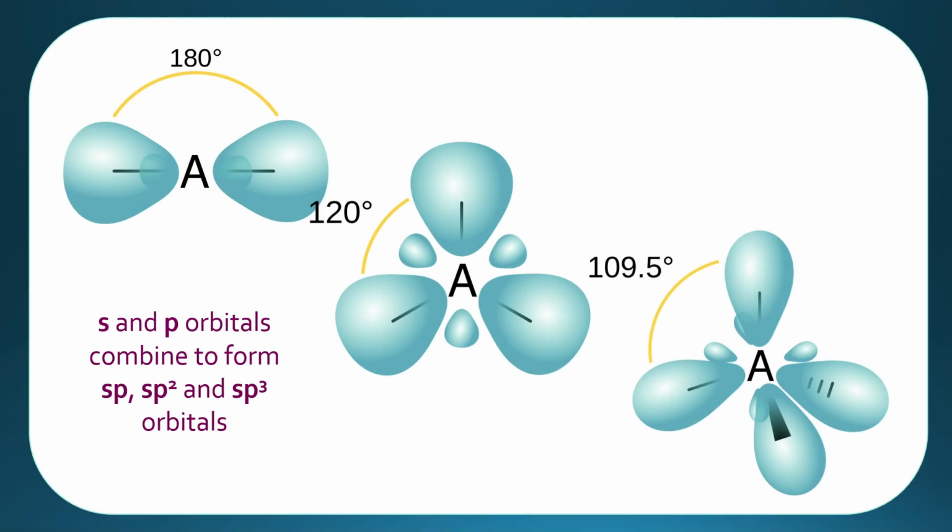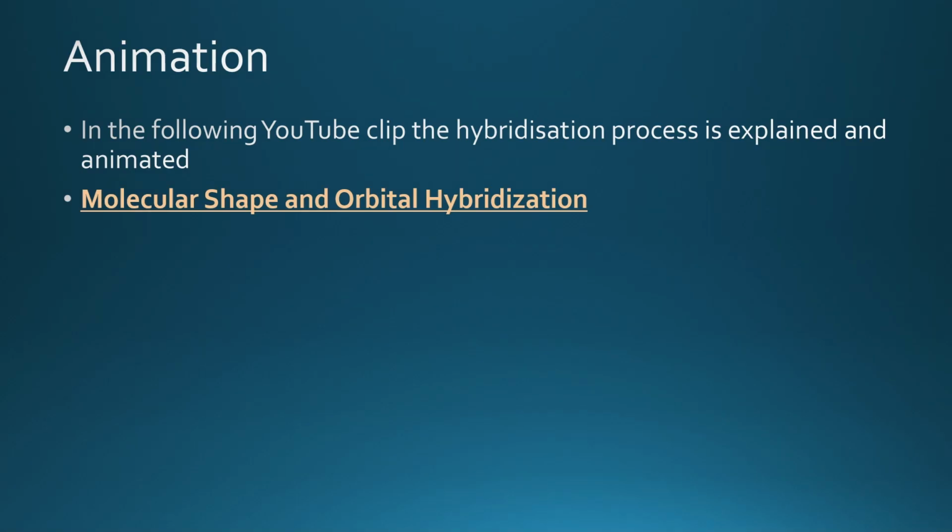So that should sum up, and just remember one thing: with hybridization, sp is always linear, sp2 is always 120 degrees, and sp3 is always tetrahedral. And if you want to look further, there is a YouTube clip here, feel free to have a look at it.